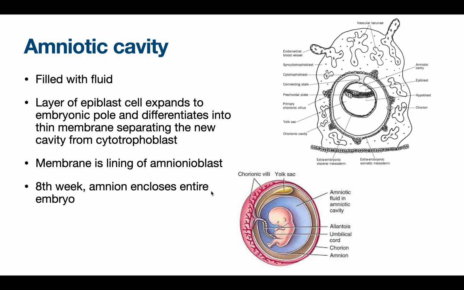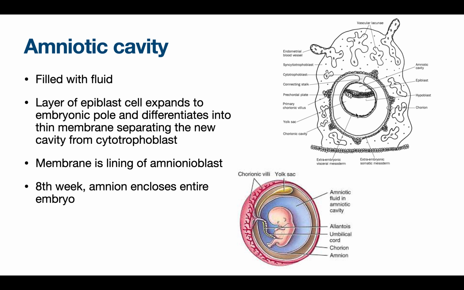The layer of epiblast cells expands into the embryonic pole and differentiates into the thin membrane separating the amniotic cavity from the cytotrophoblast. And then the membrane is the lining of the amnioblast. So there's a bunch of those cells. And then in the 8th week, the amnion will enclose the entire embryo. So this is more like in the future. You can see a very clear amniotic cavity, but here during the actual 13th day of development, this is what it really looks like.